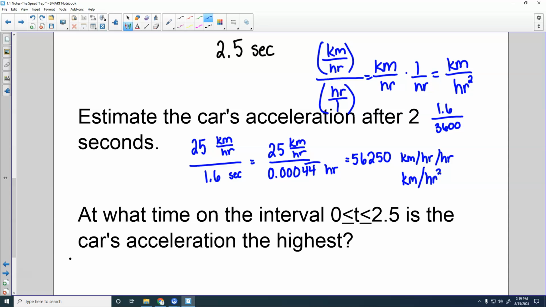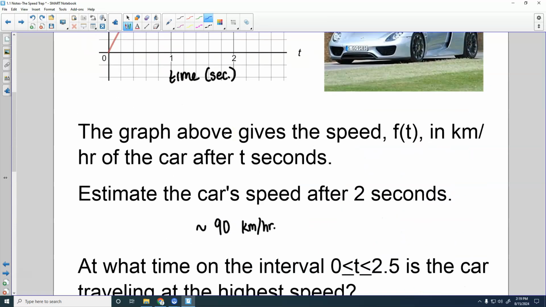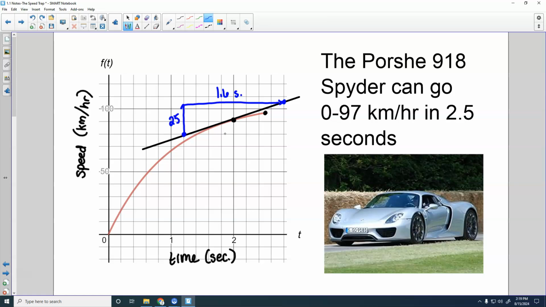So if I ask what time the acceleration appears to be the highest, what would you guys say about that? When do you think the acceleration would be the highest? At the very beginning, whenever it's steepest. And if you've ever had a chance to ride in a fairly fast car, most teenage drivers can turn any car into a race car just by hitting that gas as hard as you can. Whenever you take off, your acceleration is usually the highest, and that's when it throws you back in your seat.